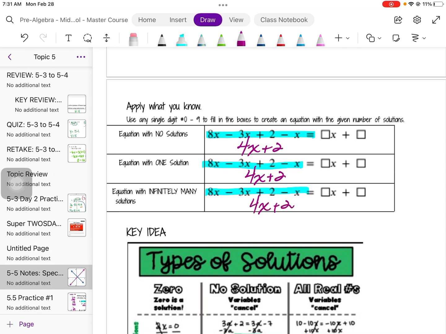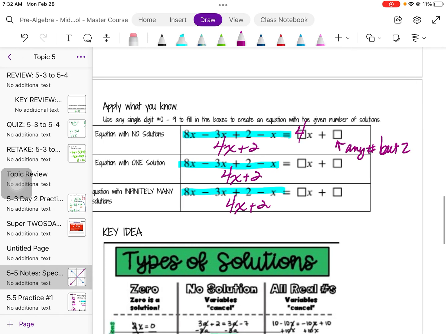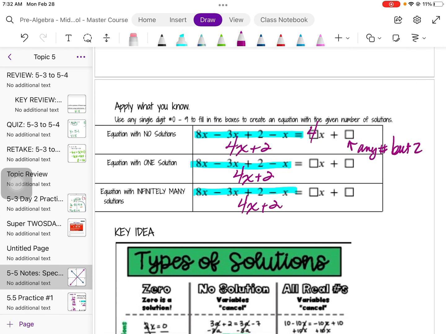Okay, so we talked about this in class, and we talked about what would it mean in order for an equation to have no solutions. Well, remember we said in order to be a no solution, those lines have to be parallel, so they have to have the same slope. So this has to be a 4, but this can be any number but 2, okay? So it can't be a 2 because they can't be exactly the same equation, but it can be any other number but 2. So it could be like a 6.